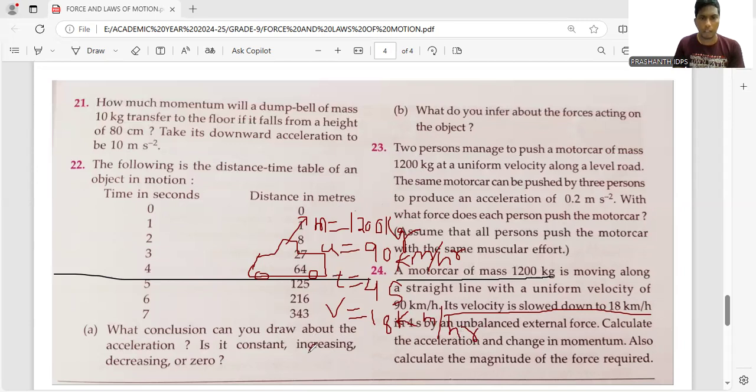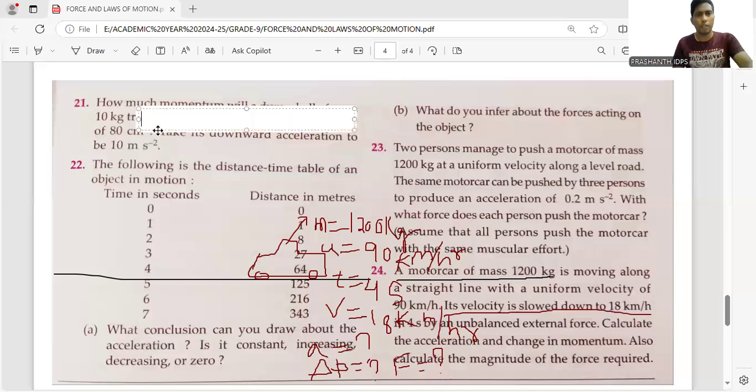Calculate acceleration. He is asking us to find acceleration and change in momentum. See, delta represents change in momentum, and also calculate the magnitude of force. He is asking three values. You understand my question?